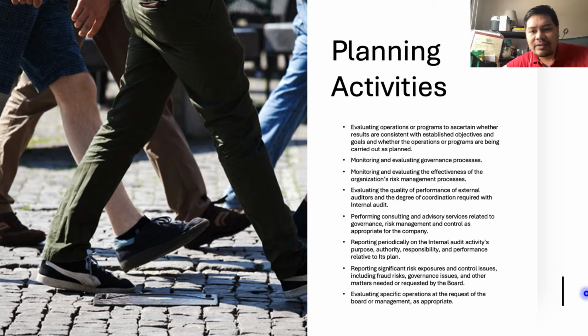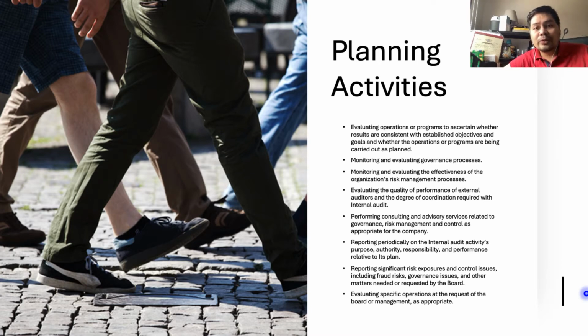Okay. Also included in the planning activity is the reporting of significant risk exposures and control issues, including fraud risk, governance issues, and other matters needed or requested by the board. Since we've mentioned requests for special assignments, we need to report any progress. And of course, in the performance of audit work, if there are any significant exposures or control issues, we should also report those, because management and the board may need to respond or act immediately to address the issue. Maybe we are losing a lot of money, so we should consider that time is of the essence with regard to that matter.